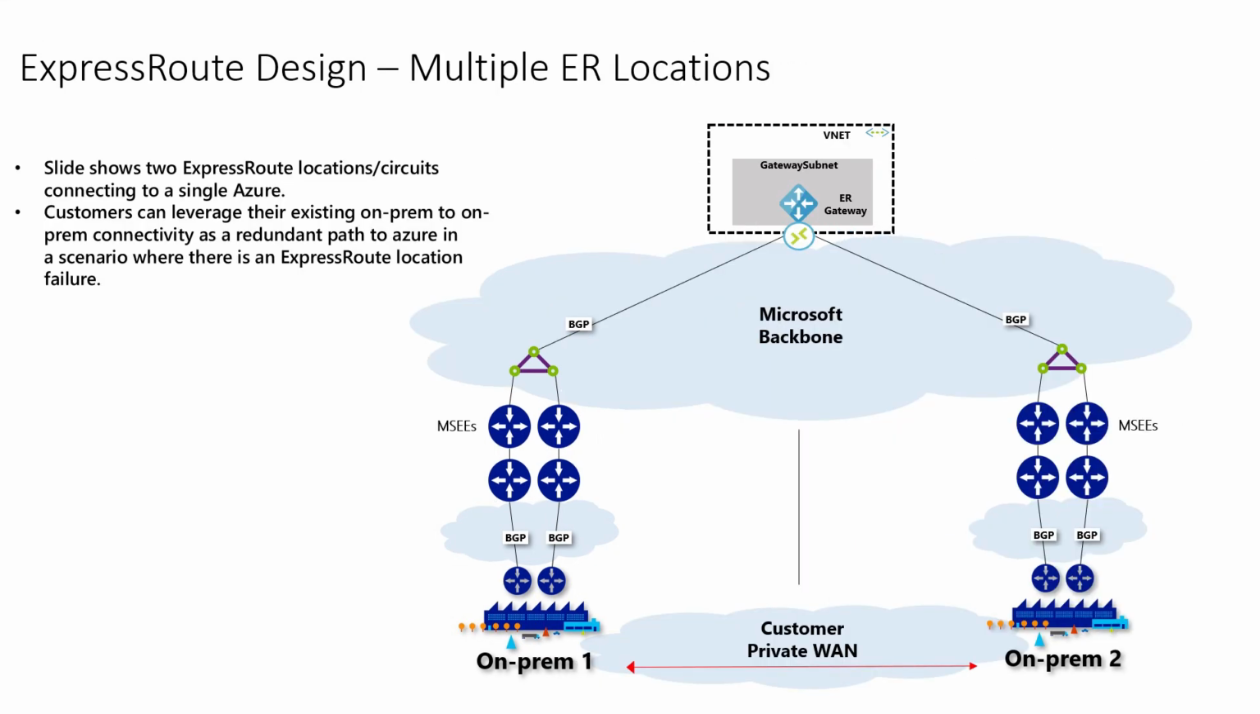Coming back to my second use case, this use case represents two ExpressRoute locations or circuits to a single Azure region. The customer actually leverages their existing on-premise to on-premise connectivity as a redundant path to Azure. And this is actually to cover the failure of the ExpressRoute location itself. So chances are that maybe Seattle, that's where I'm hooking my ExpressRoute, is down. So I will have one additional ER so that even if my ExpressRoute location goes down, I'm still available.